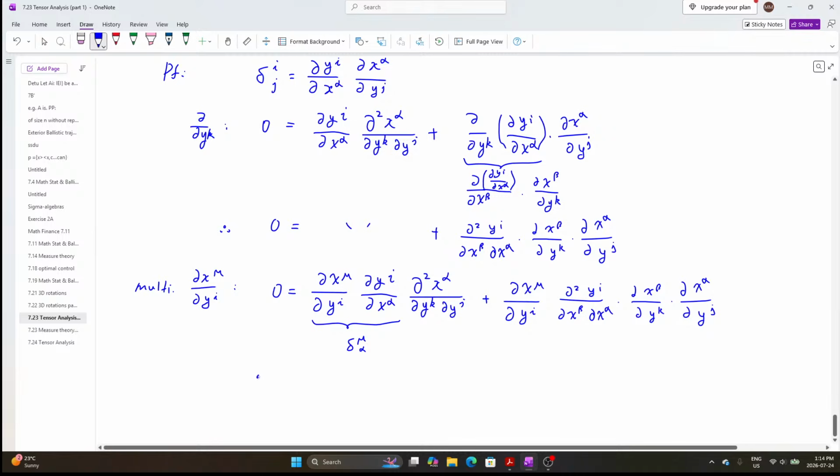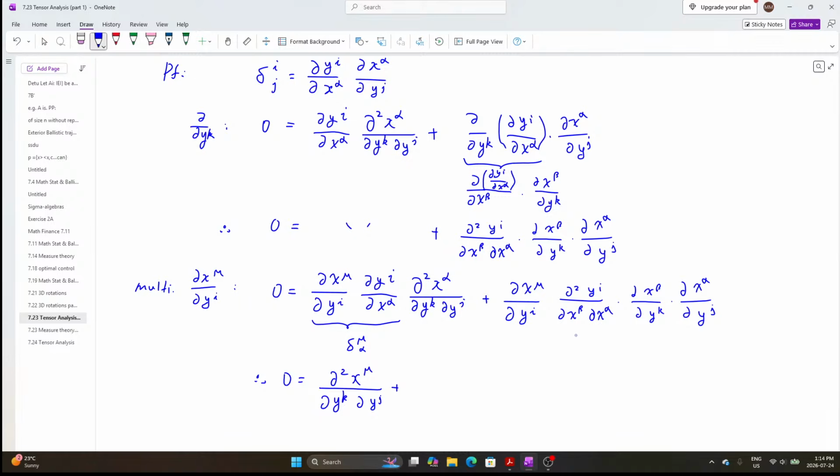So here, therefore, 0 just becomes d squared x mu over dyk dyj, and then plus this thing here unchanged, I believe. Yeah, there's nothing can be done here, no?